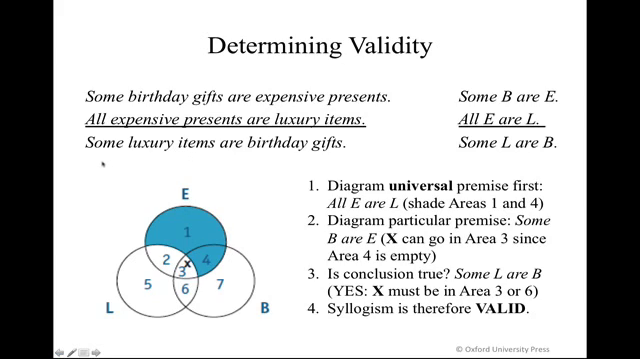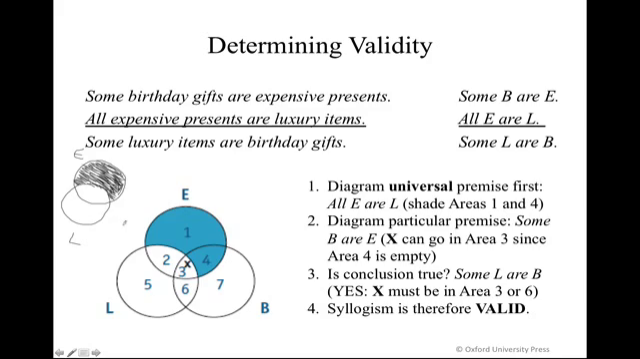Here, again, I'm going to break things up. We have the following. All expensive presents are luxury items. And we are shading area 1 and 4, which is to say we're shading the entire area of E that's outside of L.